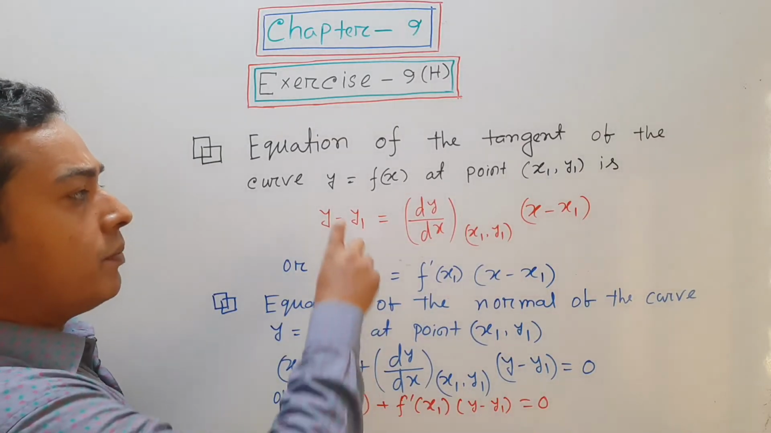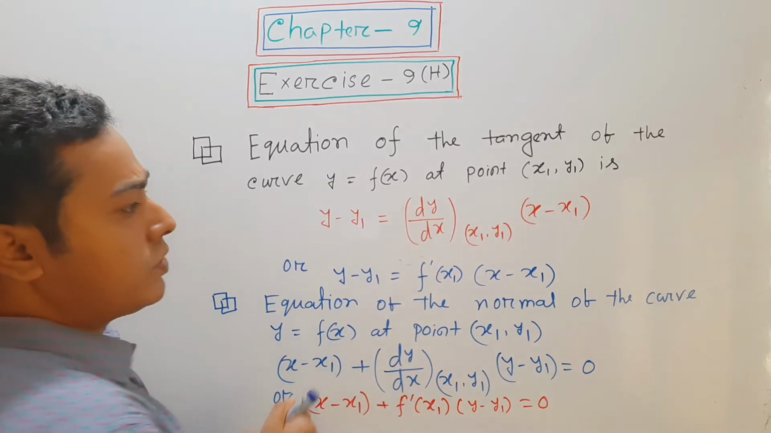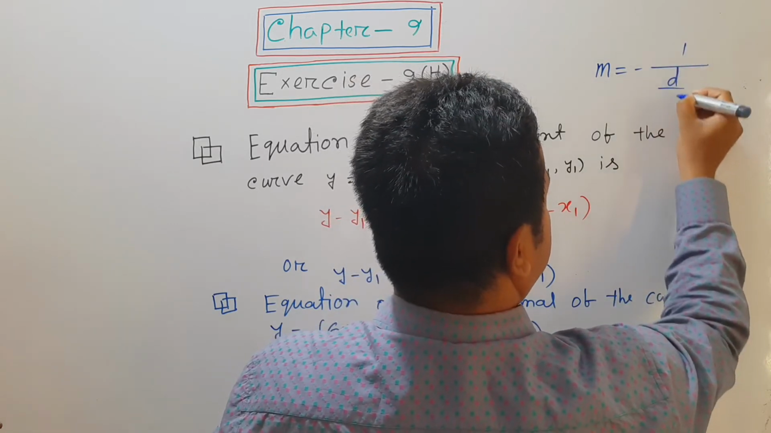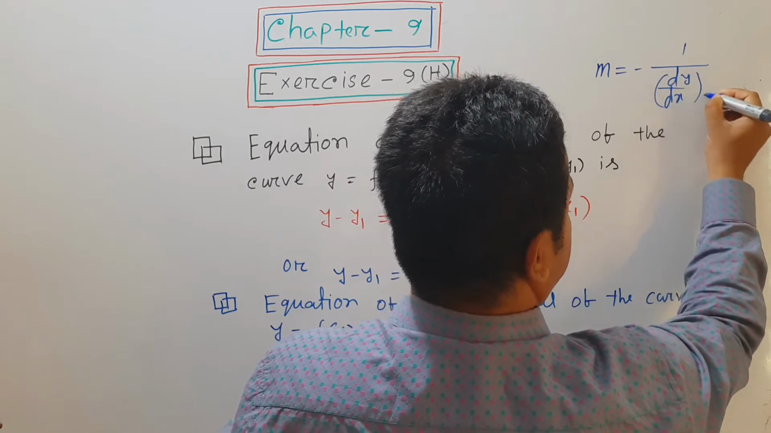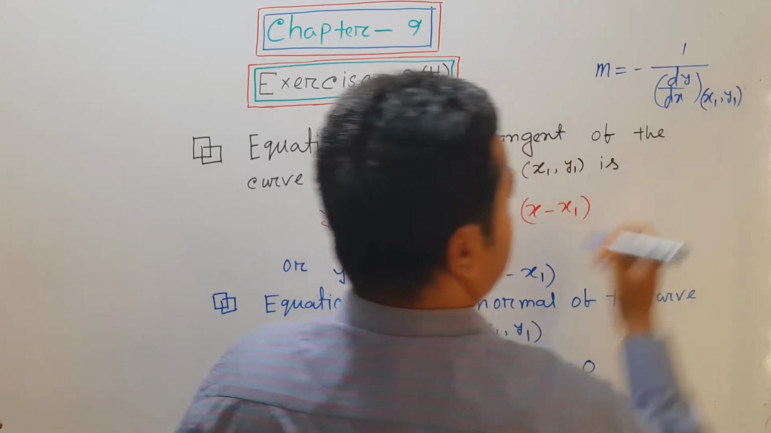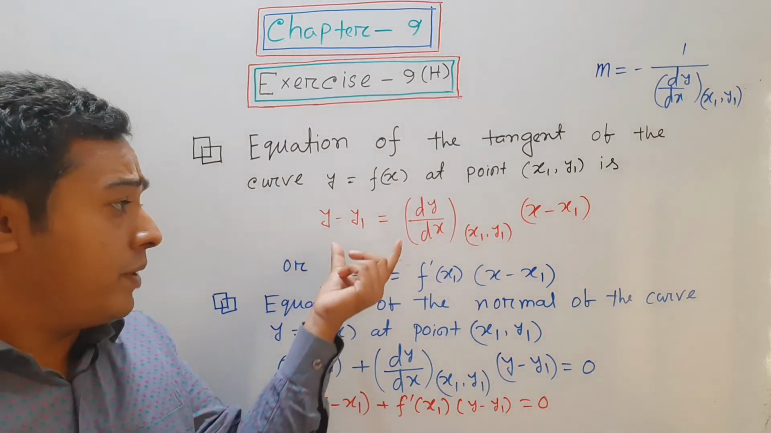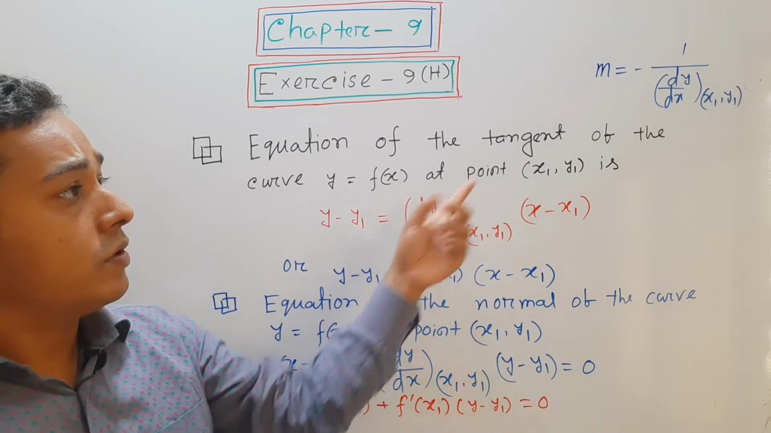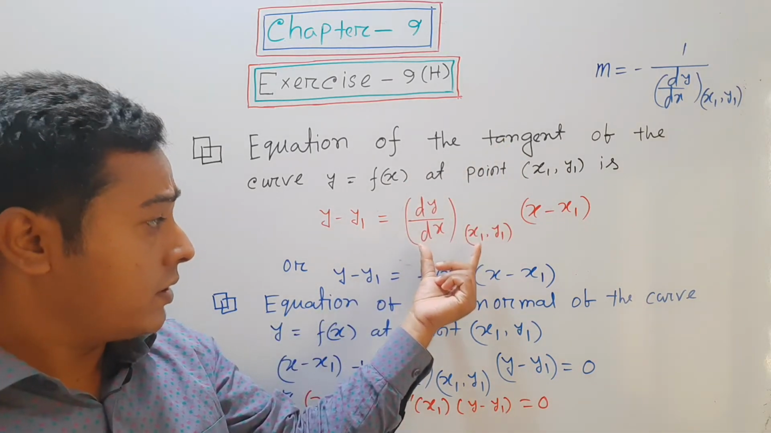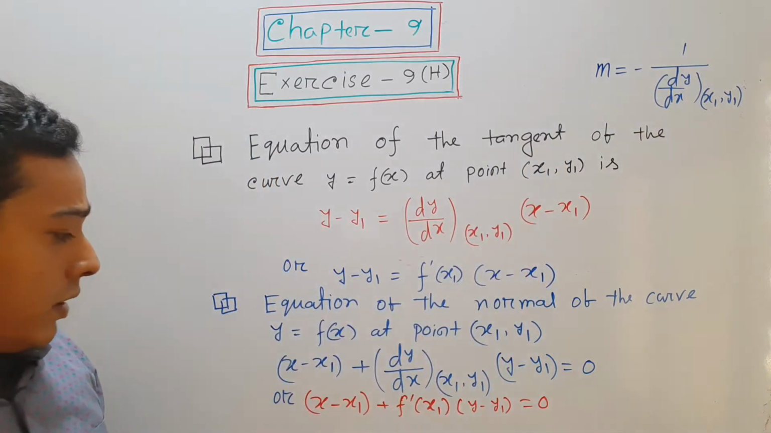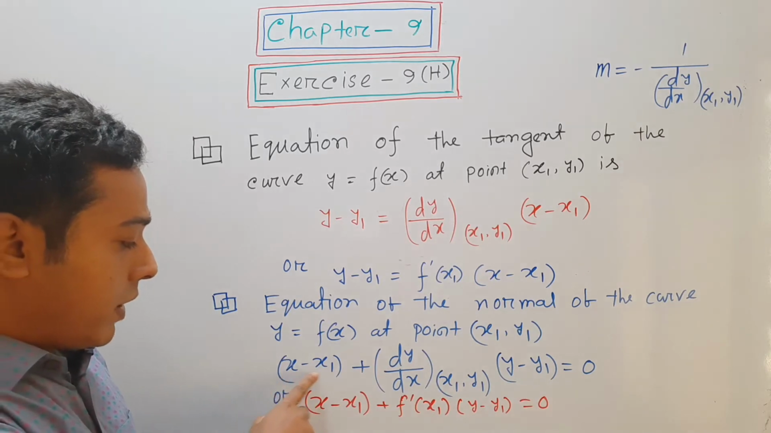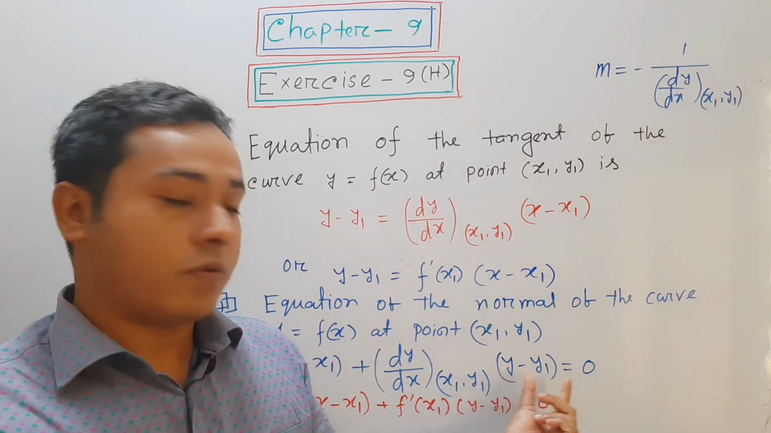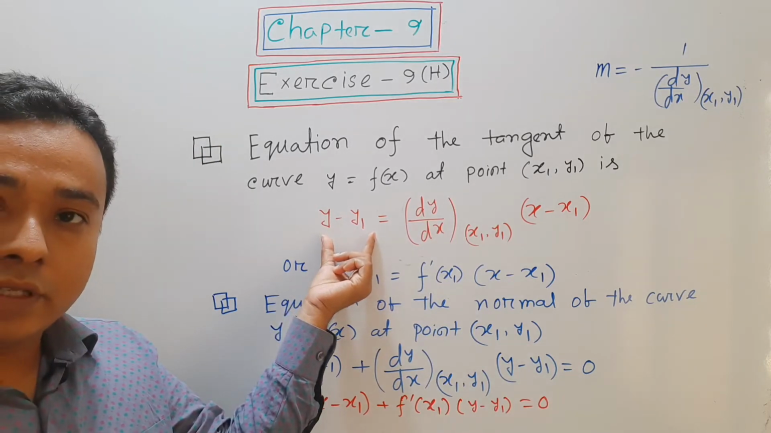For this equation, the slope is equal to... If based on this equation the slope is replaced by this, because this equation is perpendicular to this equation, then by replacing this in this equation, we will get the equation in this way: (x minus x1) plus d/dx of y at point (x1, y1) times (y minus y1) is equal to 0, from this equation of tangent.